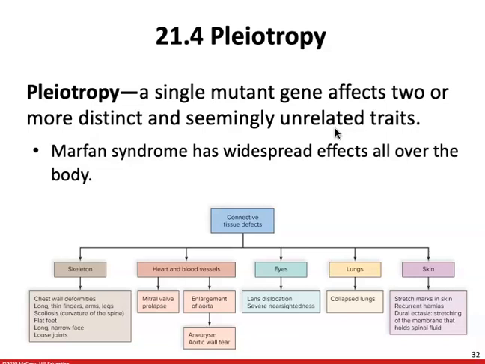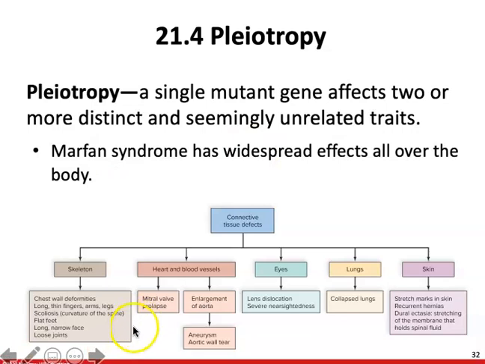The next thing we want to talk about is pleiotropy. Pleiotropy is a little bit confusing, but what happens is that there's a single mutation. So only one mutation, but it's going to affect a lot of different seemingly unrelated traits. So we've already mentioned Marfan syndrome and how it is an autosomal dominant disorder. But Marfan syndrome is a mutation of only one gene, and it actually has a huge effect over the entire body.